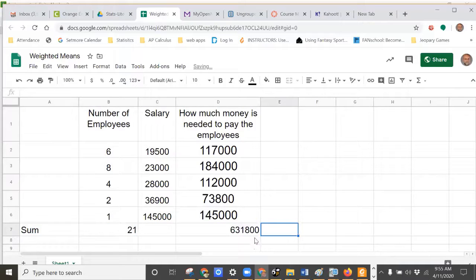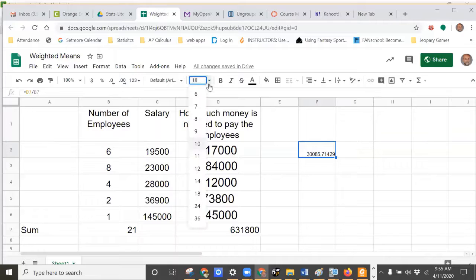Okay, so now just like we did with that other question, I'm going to take the sum of the products, divide it by how many there are. So equals, click on that sum of the products, divided by the 21. And that tells us that on average, these employees are making just over 30,000 bucks.